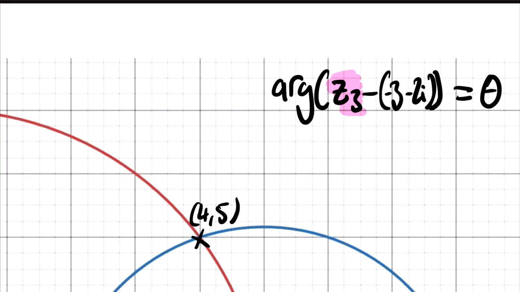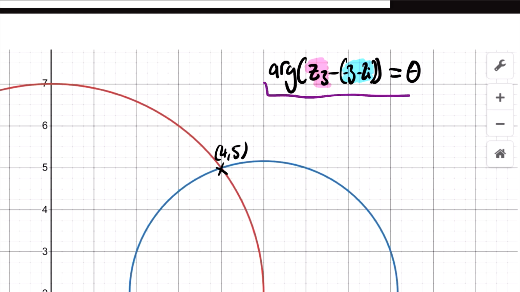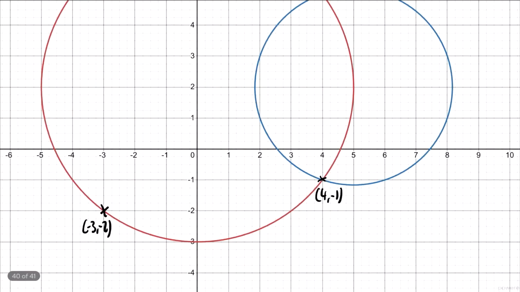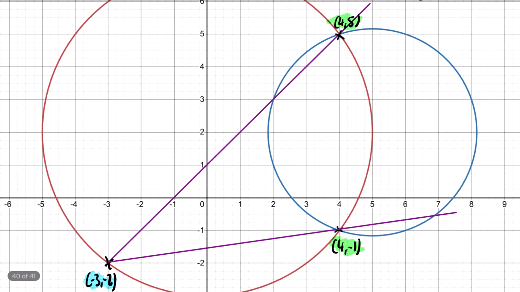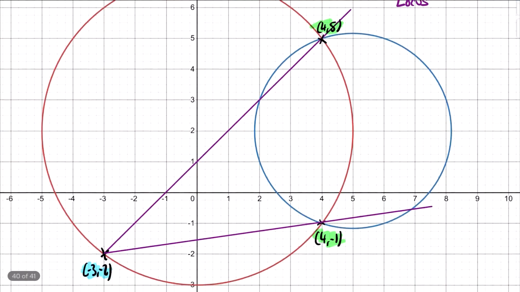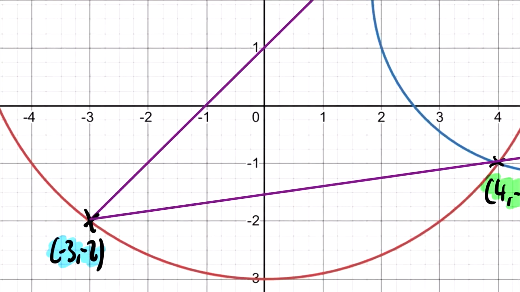So if we look at this, we're actually starting at this position, -3 - 2i. So this here is going to represent our locus, which is going to be a straight line. So we're starting off at (-3, -2), and we want to go through either (4, 5) or (4, -1). So these are our two possible loci. Now our z3 represents the vector that can get us from this point onto a point on this line.